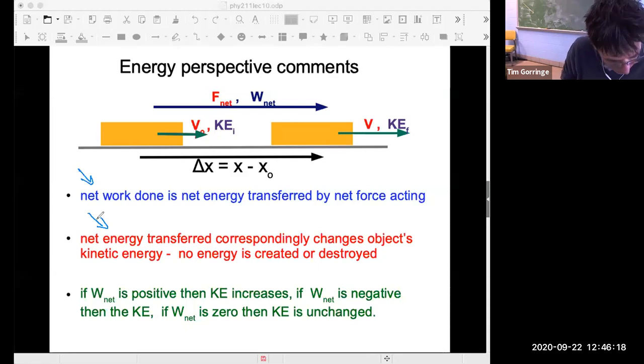Third point, in green here, is that that transfer of energy can be positive. That work done can be positive. If it's positive, it means that the kinetic energy of the object would have been increased, would have grown. That net work done can also be negative. If it's negative, it means that the kinetic energy of the object is going to be decreased or shrunk. And it can also be that the net work done on an object by the various forces acting is zero, in which case the kinetic energy is neither increased nor decreased, it's unchanged. So all of those are possibilities.